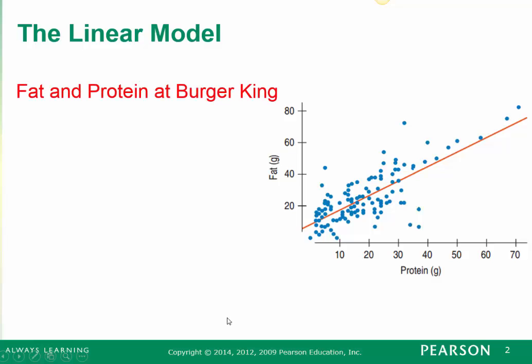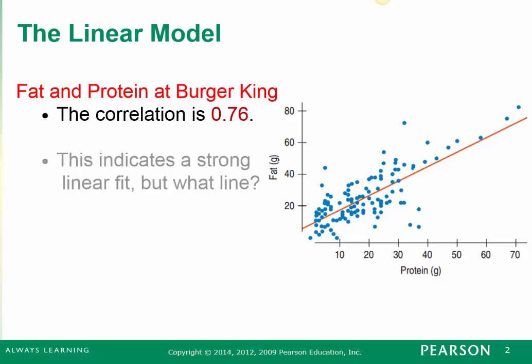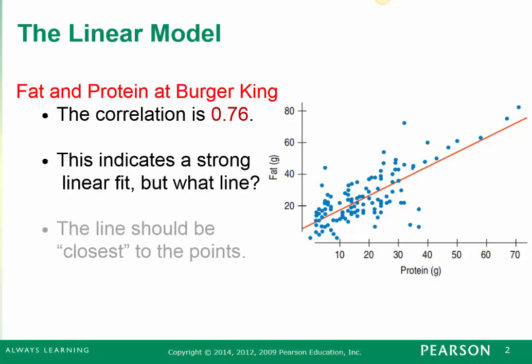So let's take a look at this picture here. They explored the relationship between the protein in products at Burger King and the amount of fat. And they did a scatter plot, and the correlation coefficient we notice here is a positive direction, fairly strong. Doesn't look like there's a lot of unusual data values. And this indicates a strong linear fit, but what's the line that best fits the data? And that's what we're going to talk about in Chapter 7.